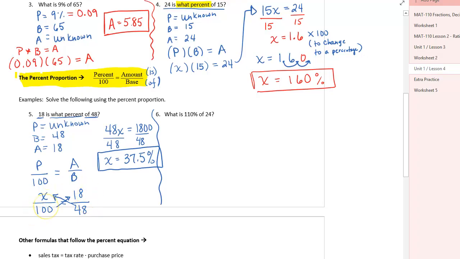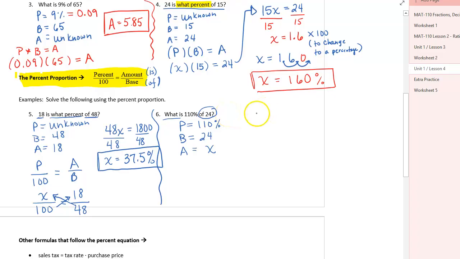Let's do one more. In number 6, we're again going to do the same thing: identify the percent, the base, and the amount. So 110 is our percentage. Our base, well, that's 24, because it follows the word of. It's what we're taking 110% of. And the amount is what we're trying to find. So what number do we get when we take 110% of 24?